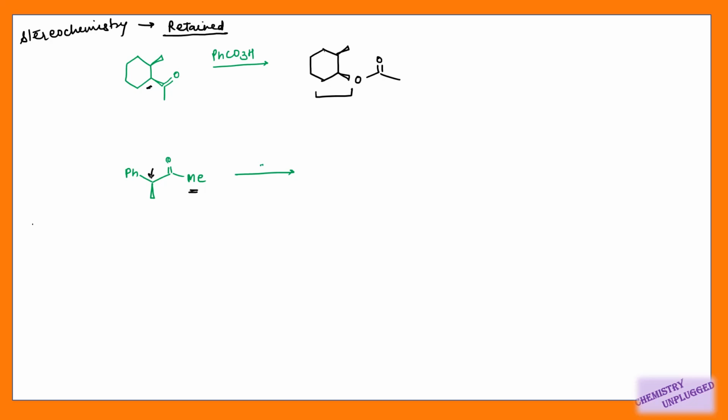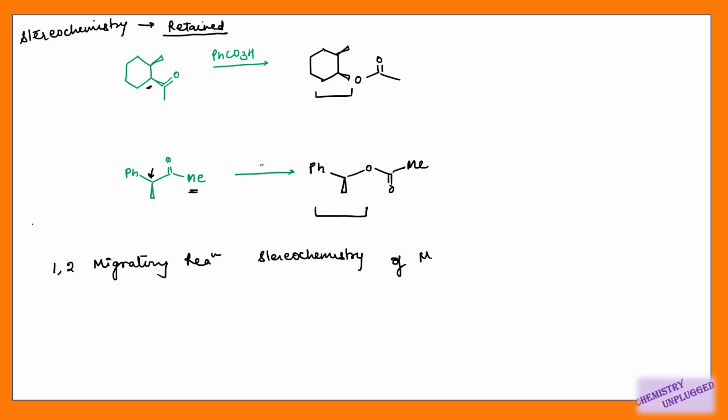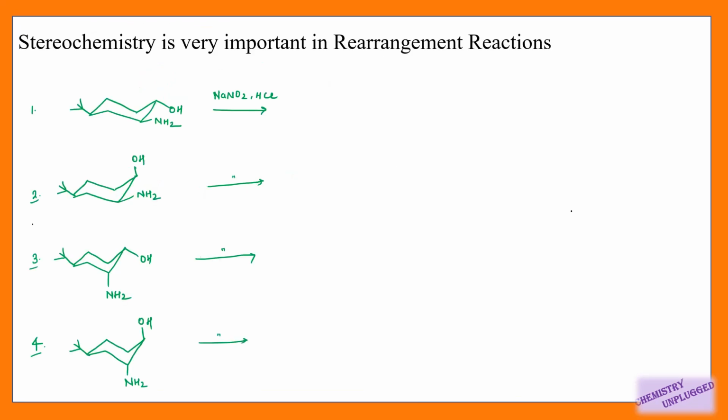So out of these two, this secondary group will migrate in preference to the methyl group and we will get this molecule, and the stereochemistry of this migrating group will remain as such. This is a general rule that for all 1,2 type of migratory reactions, the stereochemistry of the migrating group will remain as such.